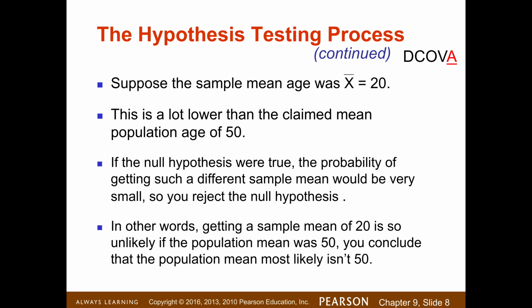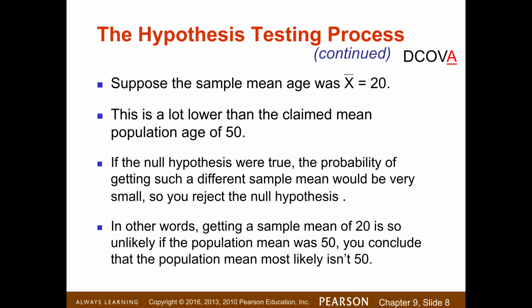So if I've got a mean of 20, that's a long way from 50. That would lead me to suspect the claim of 50. But if I got a mean of 49 from my sample, which is really close to the claim of 50, then I would say, you know what, that's awful close. I don't think that's far enough away from 50 to reject or suspect the claim of 50.